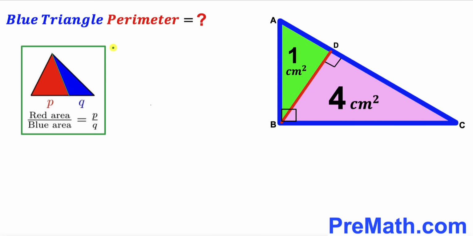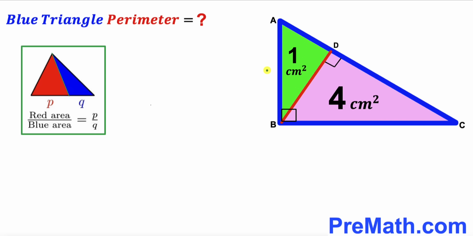Now let's recall this crucial fact. We have these two triangles, this red triangle and this blue triangle. Both of these triangles have the same height and their respective bases are P and Q. Then we can say the ratio of their areas is equal to the ratio of their bases. Now we are going to apply this concept on this given problem.